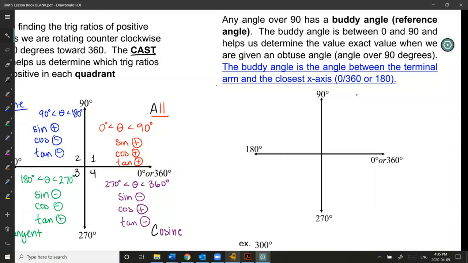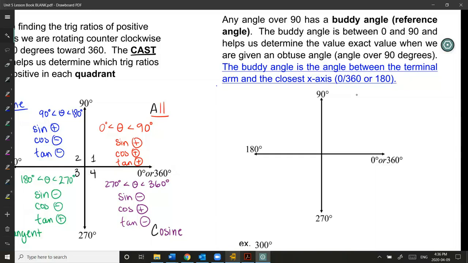We haven't worked with angles over 90 degrees yet, except when we did sine law and cosine law in grade 10. So if you ever have an angle over 90 degrees, it needs what is called a buddy. And the proper name for this would be a reference angle. So this angle's buddy is going to be an acute angle value between 0 and 90, and it's going to help us determine the exact value when we're given angles greater than 90 or obtuse angles. So the buddy angle we can always find between the terminal arm and the closest x-axis. So this will either be the 0, 360 line or the 180 line.